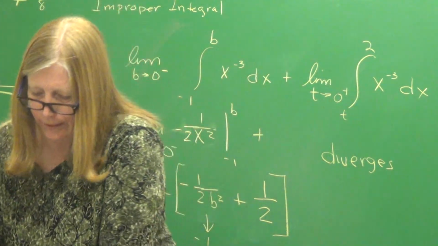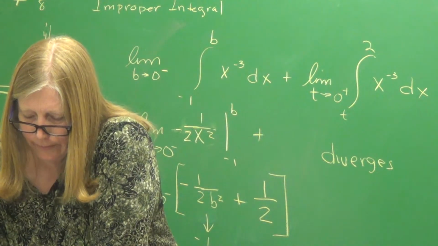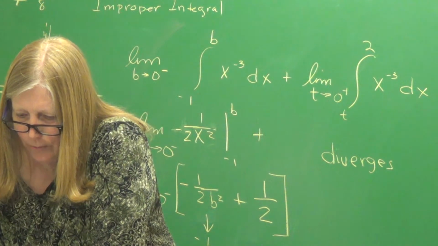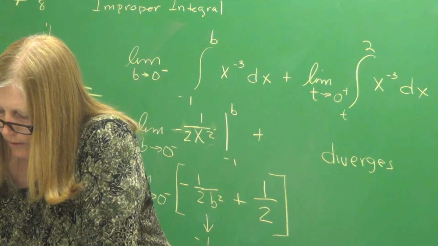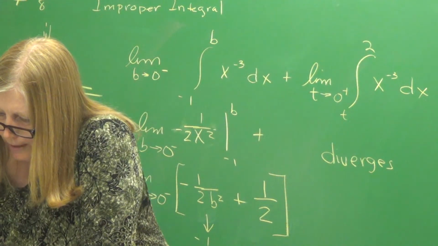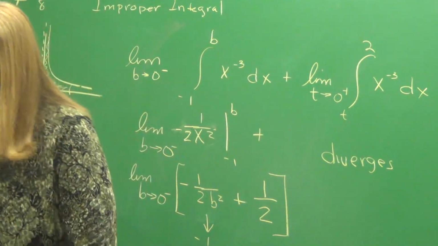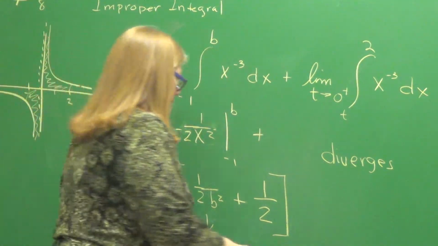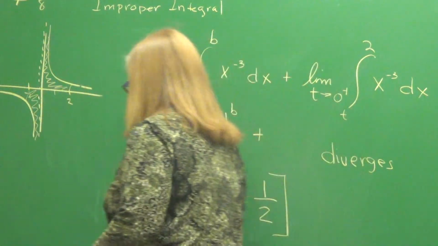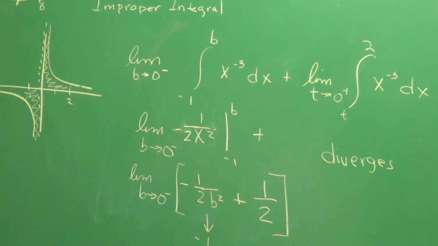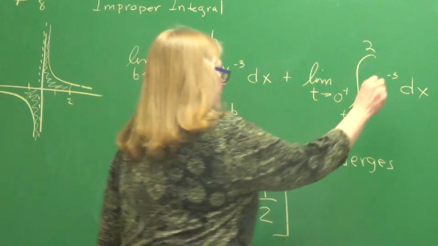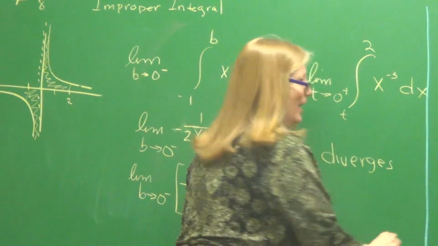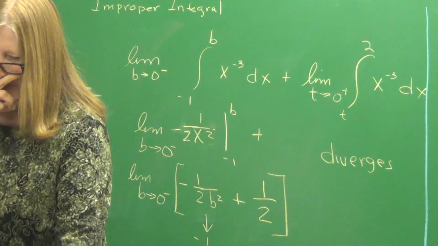All right, the next one, let's see if we can find one that comes out to be a number. How about this one? Maybe we should do this one out. Don't write too big. All right, I'll have to write small now because I didn't leave myself much room.